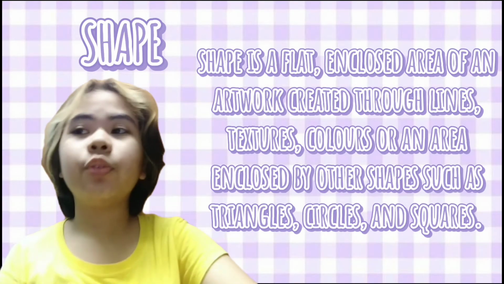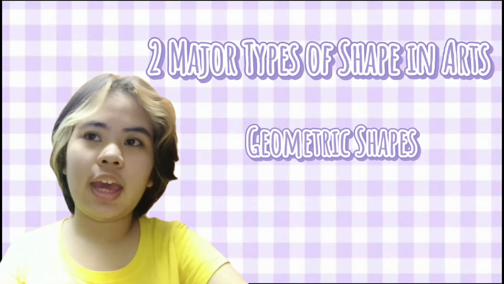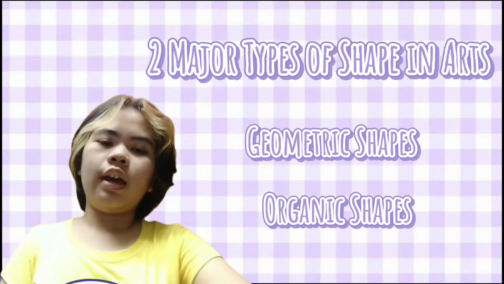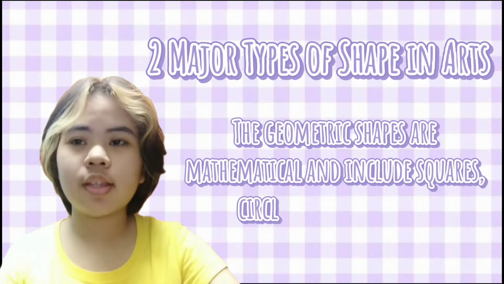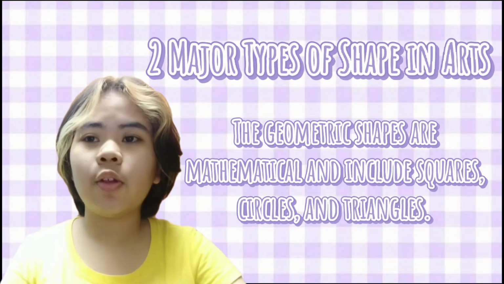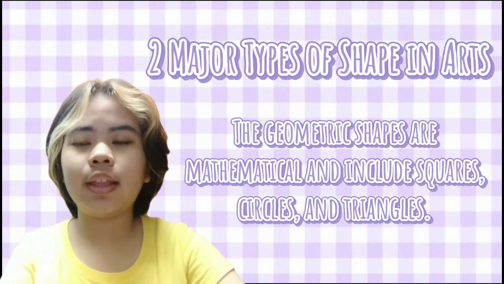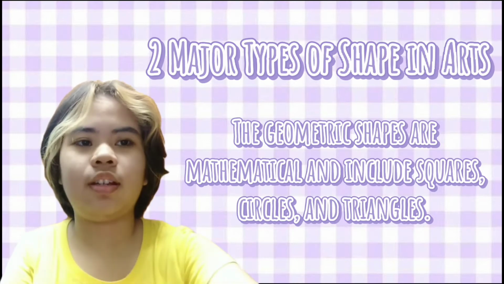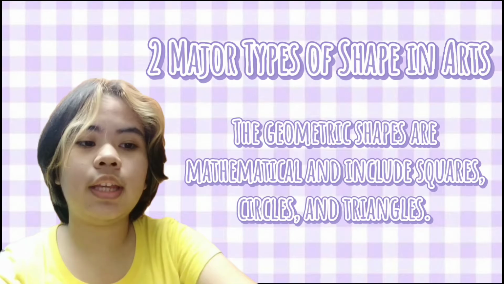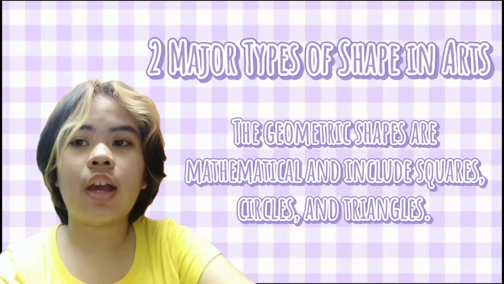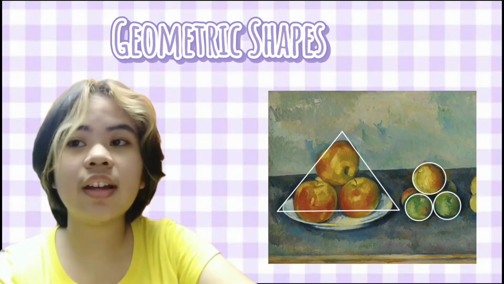There are two major types of shape in art, the geometric and organic. The geometric shapes are mathematical and include squares, circles, and triangles. They are also defined by a set of points or vertices and lines connecting the points in a closed chain. Geometric shapes are commonly recognized, such as squares, circles, hexagons, and rectangles.